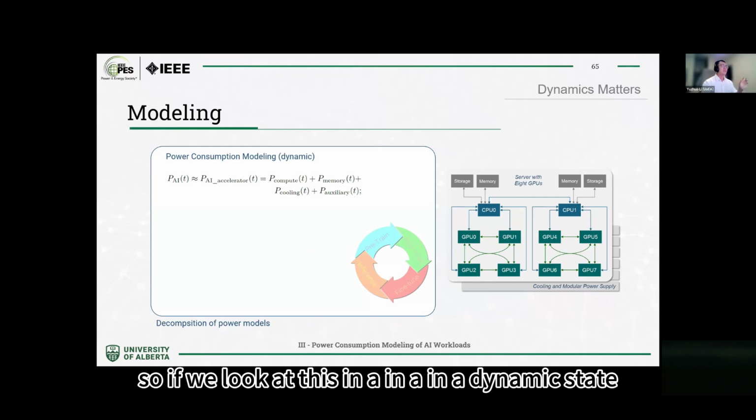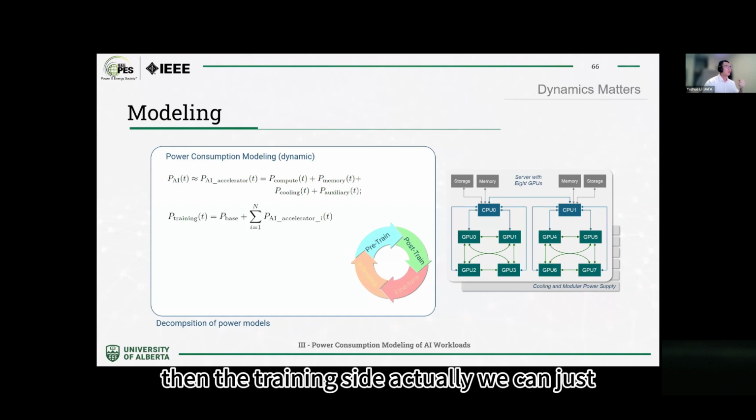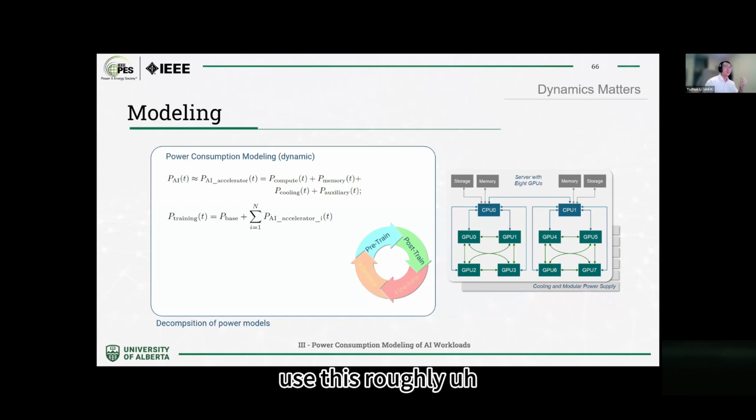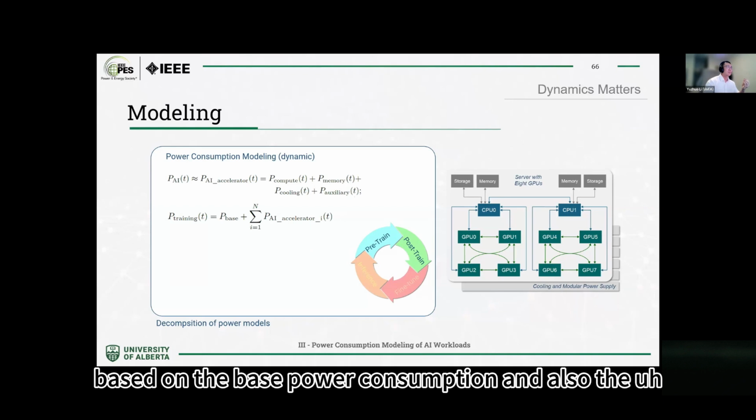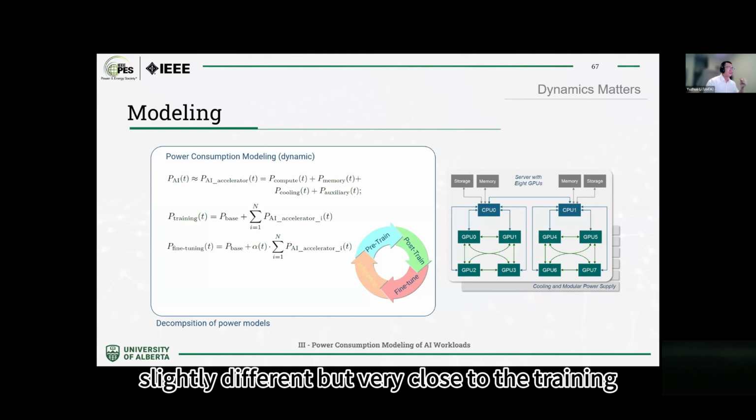If we look at this in a dynamic way, the power consumed by the AI computation is roughly equal to that of the AI accelerators. This can be further decomposed into the compute module, the memory, the cooling, and the auxiliaries. For the training side, we can approximate it based on the base power consumption and each individual computing node. The fine-tuning is slightly different, but very close to the training consumption.